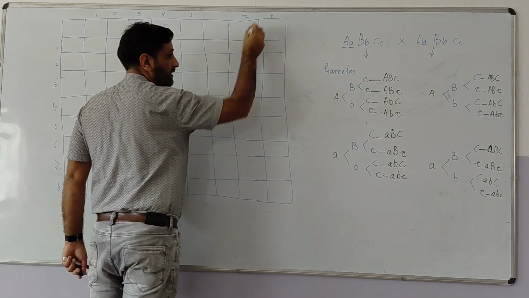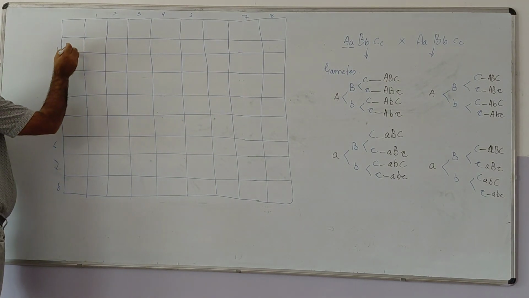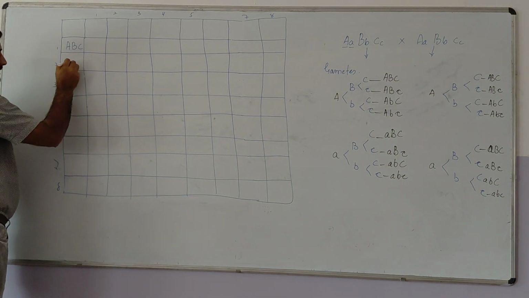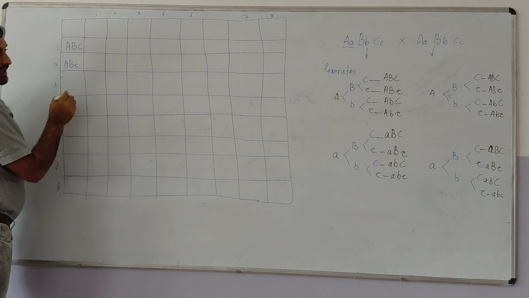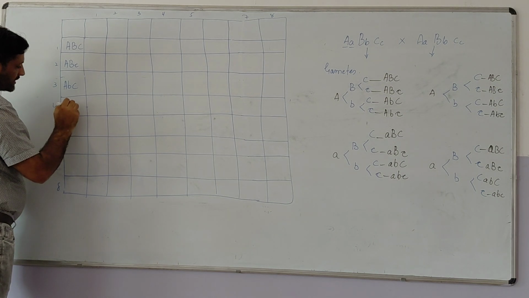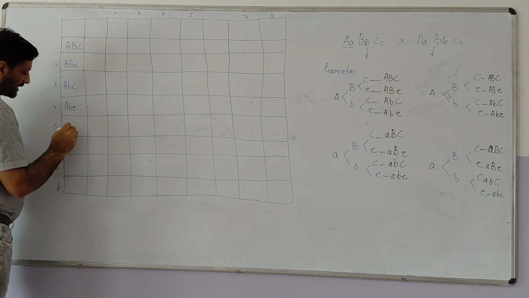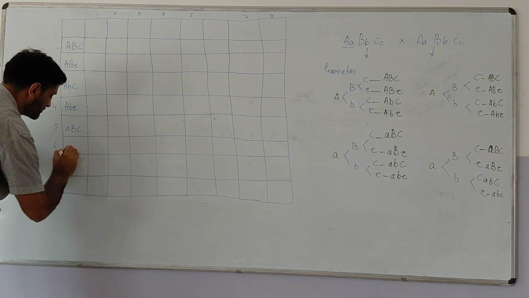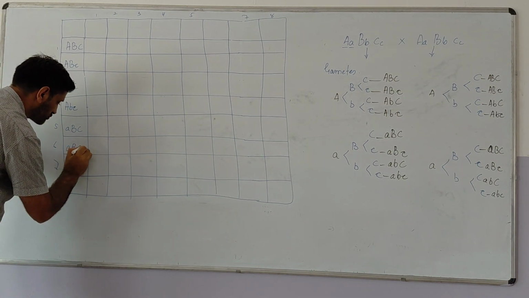And in this, we will have capital A, capital B, capital C. Then capital A, capital B, small c. Is this clear? Again, we will have capital A, small b, capital C. Capital A, small b, small c. Then we will have small a, capital B, capital C, small a, small b, capital B, small c.